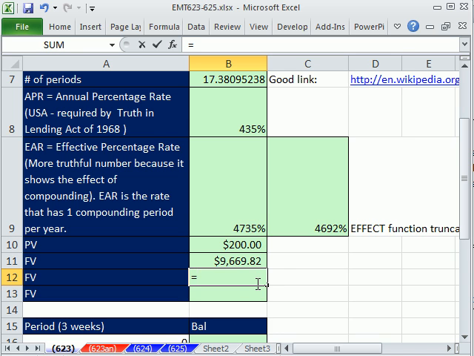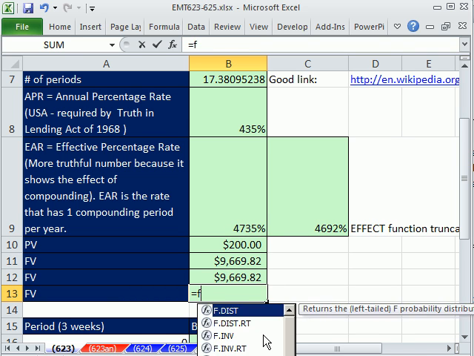So let's do it this way. Equals the $200 times, in parentheses, one plus the period rate. But remember, period rate, one compounding period, so you just leave it like that. Brutal, same thing. Too bad they don't require this to be shown at all times in all contracts.